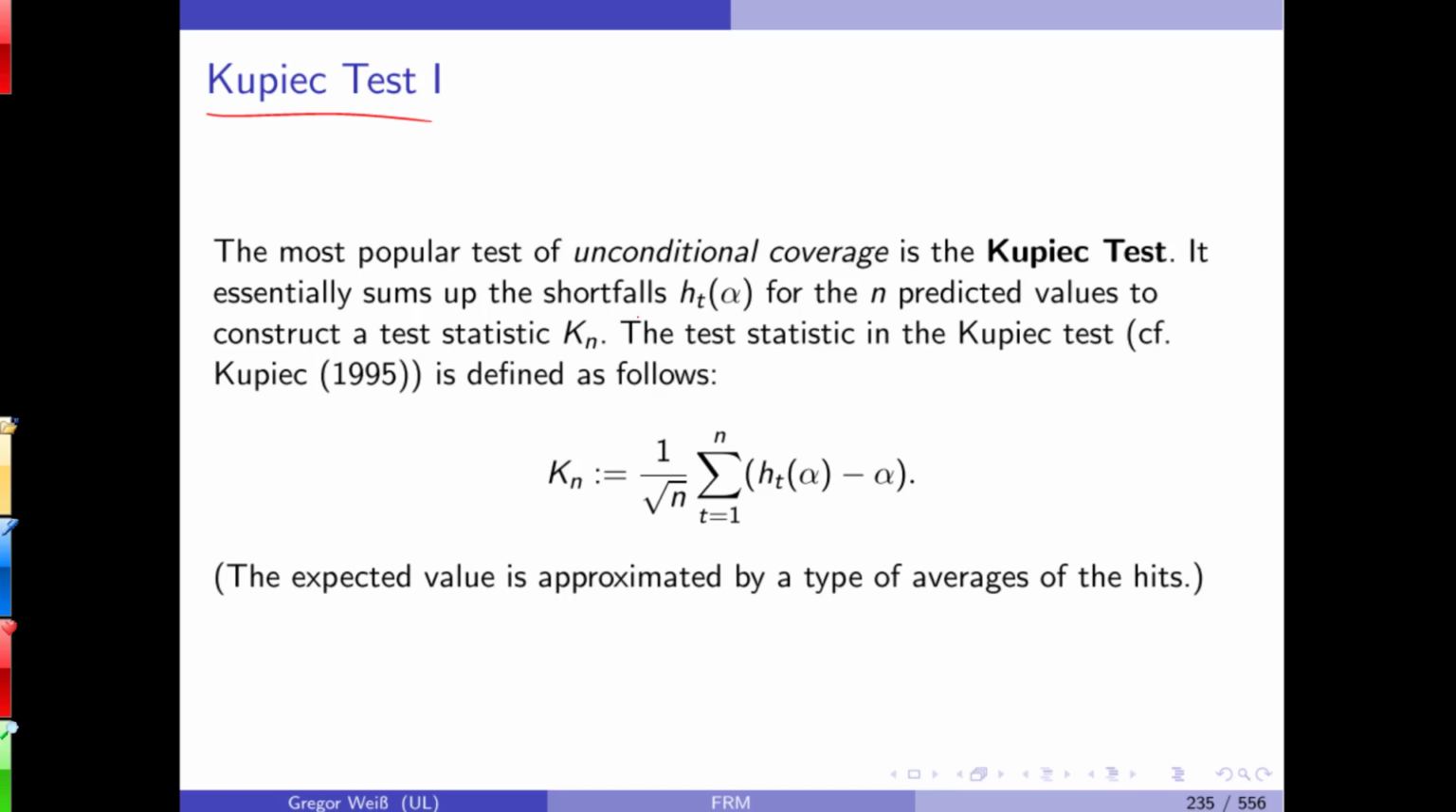You take the shortfalls, h_t, or the hits, for the n predicted values, and you calculate this test statistic, K_n. It's simply h_t minus alpha. You sum it all up, divided by the square root of n. For example, if you have 1,000 days, you will take the square root of 1,000. And this is your test statistic. You can see it symmetrically tests whether you have too many or too few hits. If you expect 5, and it's 20, or it's 0, the test will reject the hypothesis of unconditional coverage.